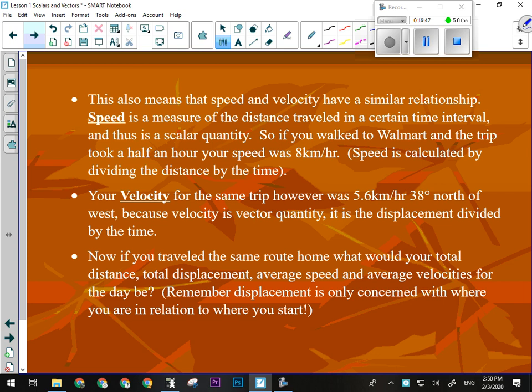Distance and displacement have the same relationship. One tells you how far you've gone. The other tells you how far you've gone from your starting position, in whatever direction. They're still looking at the same trip, but from different points of view. So as a result, they're calculated slightly differently.